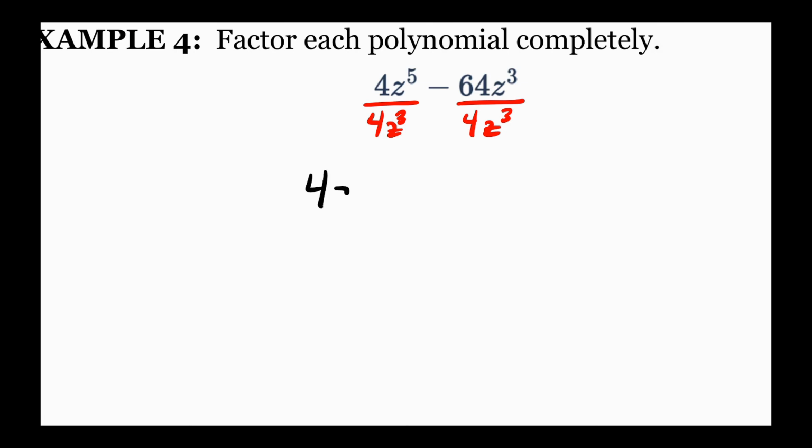Okay, so we got a 4z to the third power on the outside. So when I divide 4 by 4, I get 1. I take away 3 powers. How many am I left with? Good. Minus 4 goes into 64 16 times. If I take away 3 powers, how many powers of z does it have left? Doesn't have any powers, yeah. Alrighty.